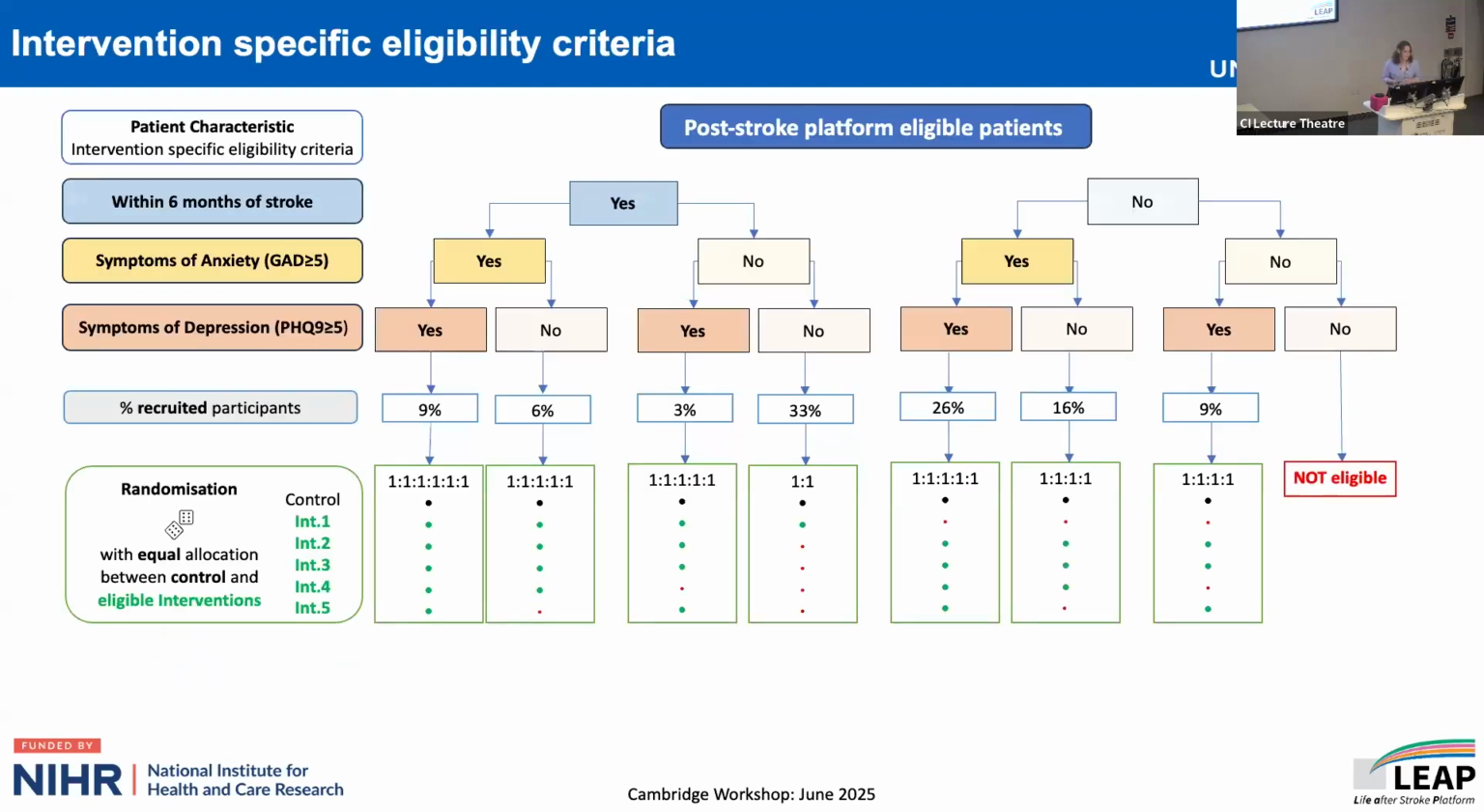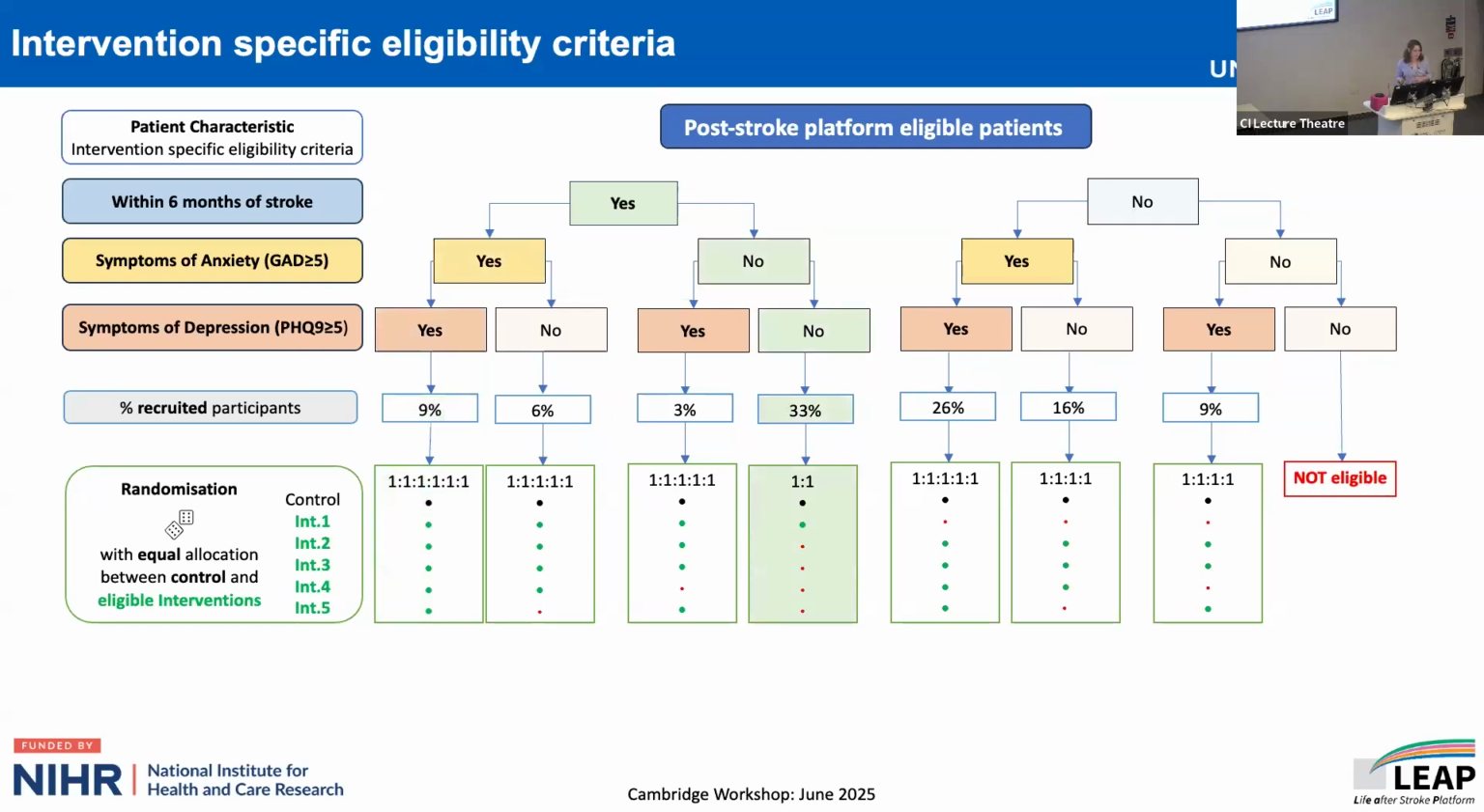So just to illustrate this then, the impact of the intervention-specific eligibility criteria, we've depicted these here alongside the resulting randomisation schedules. So we can see that depending on the patient characteristics of time post-stroke, symptoms of anxiety and depression, patients would flow through to 7 different possible randomisation schedules. And so if we look at this example here, we have a patient within 6 months of their stroke with symptoms of anxiety and symptoms of depression. And this patient would be eligible for all 5 interventions within the platform. And so they would be allocated randomly using equal allocation between control or all 5 interventions. And we estimated that approximately 9% of recruited participants would contribute these sets of characteristics.